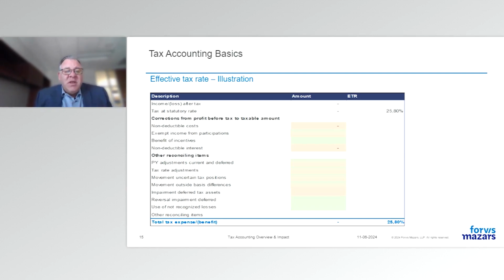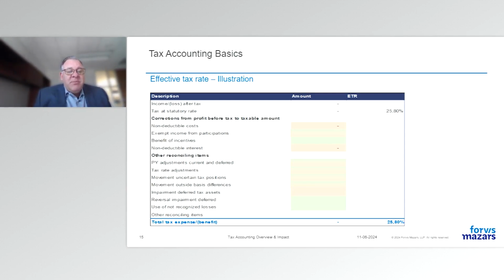Then in each of these additional lines, they would be populated with the amount of the differences. So to the extent that you had non-deductible costs, let's say permanent differences from meals, entertainment, et cetera, that amount times the 25.8% would be an adjustment that would be shown here and ultimately would raise the effective tax rate as long as you had income. The same thing would be true to the extent you had untaxed dividends or R&D credits or benefits of any incentives or non-deductible interest, et cetera.